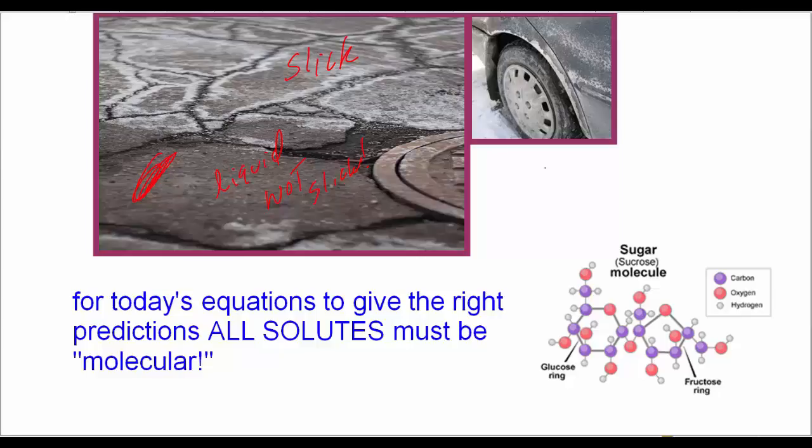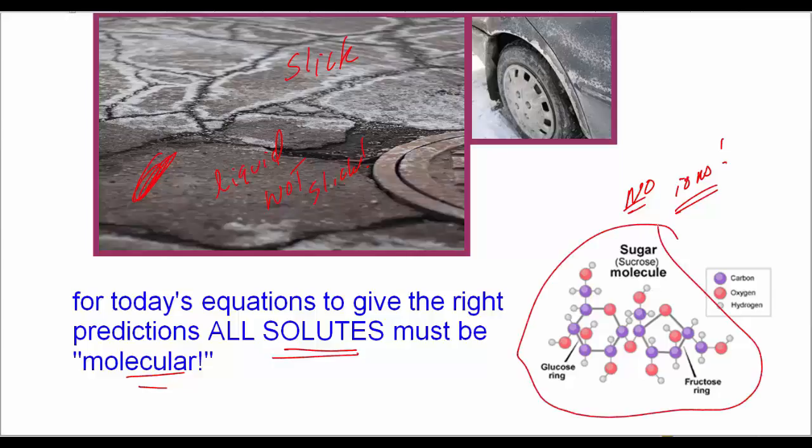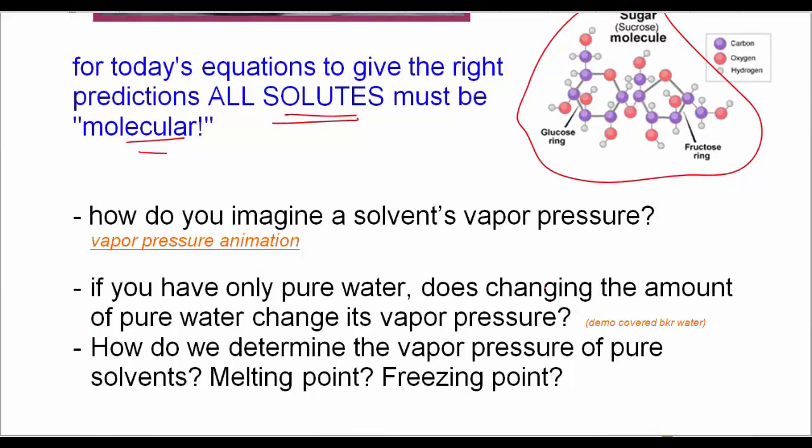Well, for all these equations to work, the solutes have to be molecular. Now, we don't really need to worry about it because the homework is going to give us only molecular solutes. But all that means is just no ions. All right? Your solute can be something like sugar. It's a molecule. That'll work. Okay. So for all of our homework and problems today of calculating and predicting new boiling points, freezing points, and that sort of thing, only molecular solutes.